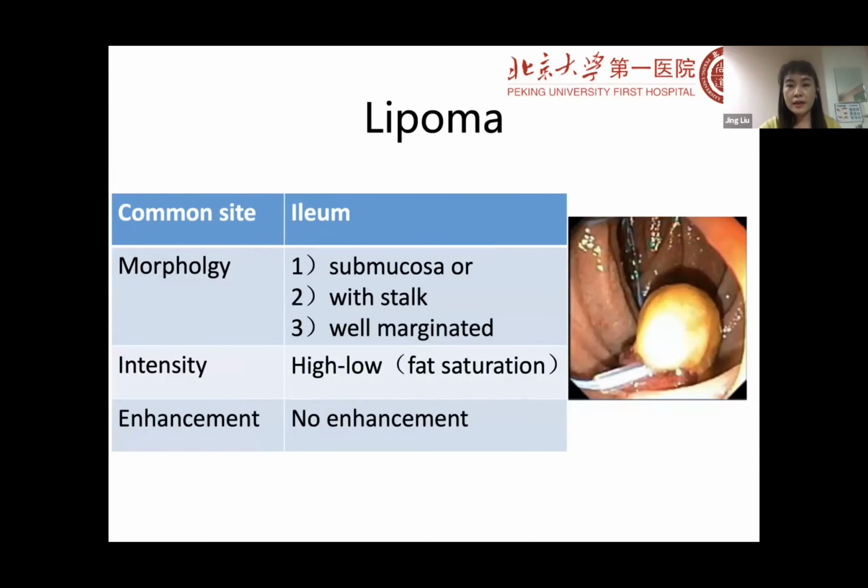Lipoma. And I think it is the easiest to give the diagnosis of lipoma because lipoma has a very special and very typical image feature.